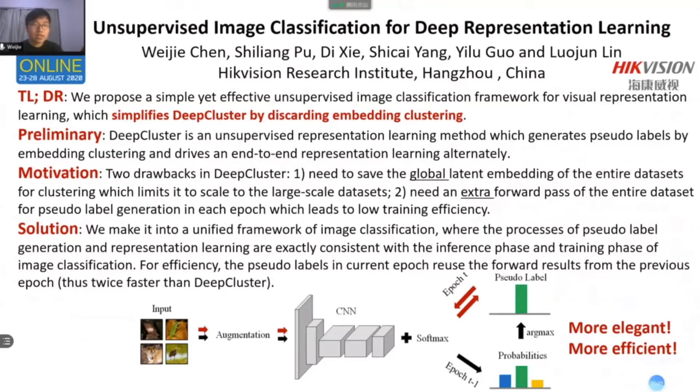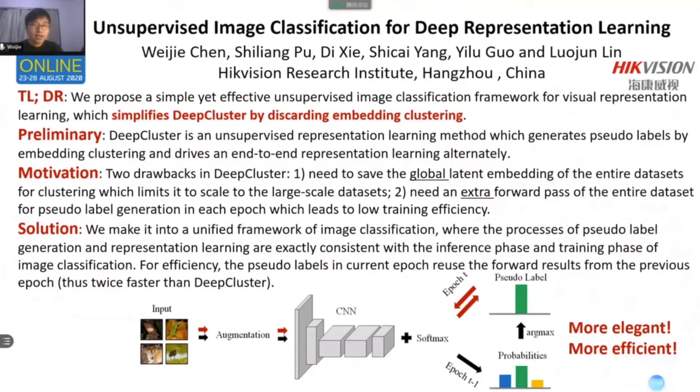The first one, it needs to save the global latent embedding of the entire dataset for clustering, which limits it to scale to large-scale datasets. The second one, it needs an actual forward pass of the entire dataset for pseudo-label generation in each epoch, which leads to low training efficiency.